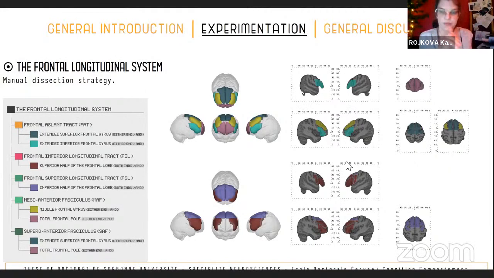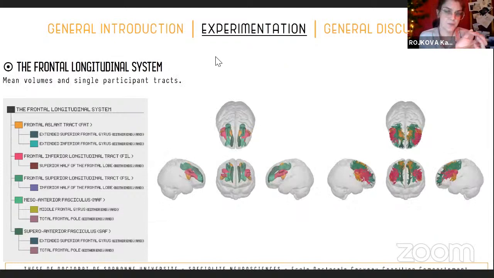Then we show the thresholded mean maps of all parts of each system, in 3D from different views, and also, like I said, the tracts in one random participant to show what you would actually see if you dissect by yourself, what you should expect to see when you do the manual dissection on your own.